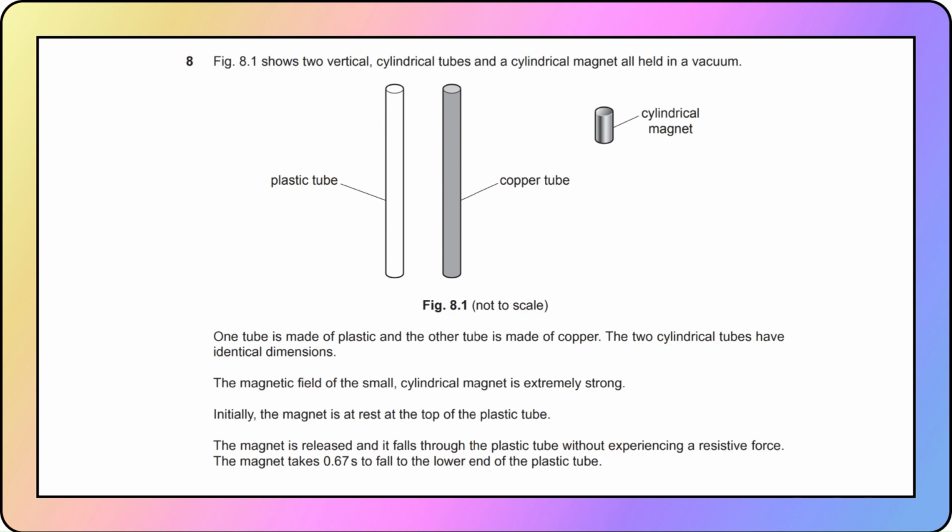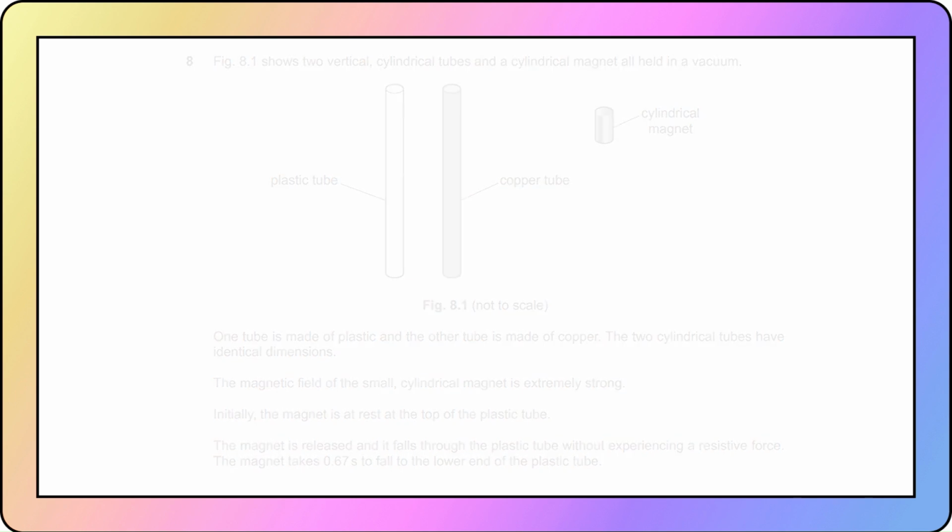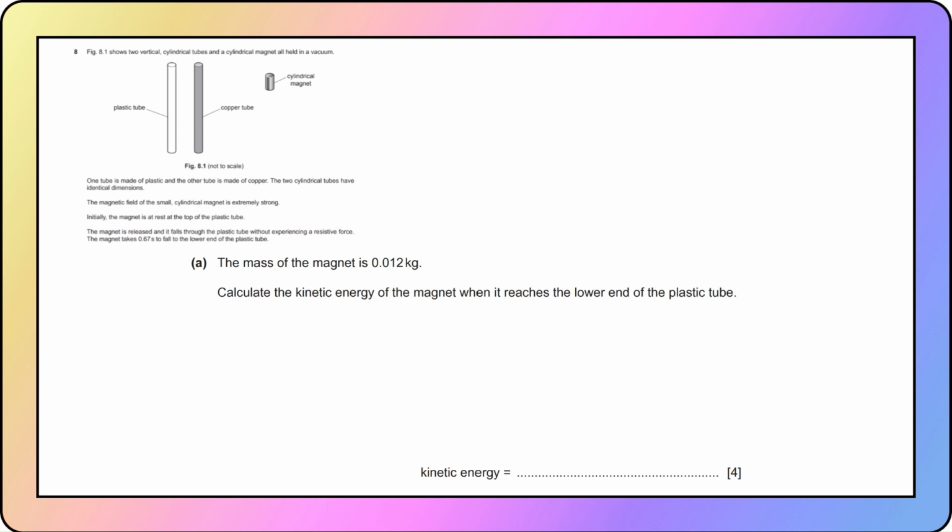Initially, the magnet is at rest at the top of the plastic tube. The magnet is released, and it falls through the plastic tube without experiencing a resistive force. The magnet takes 0.67 seconds to fall to the lower end of the plastic tube. The mass of the magnet is 0.012 kilograms. Calculate the kinetic energy of the magnet when it reaches the lower end of the plastic tube.